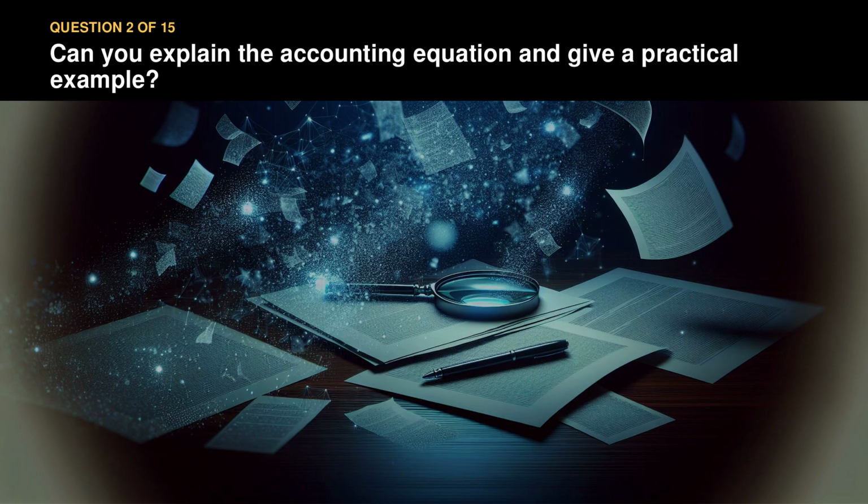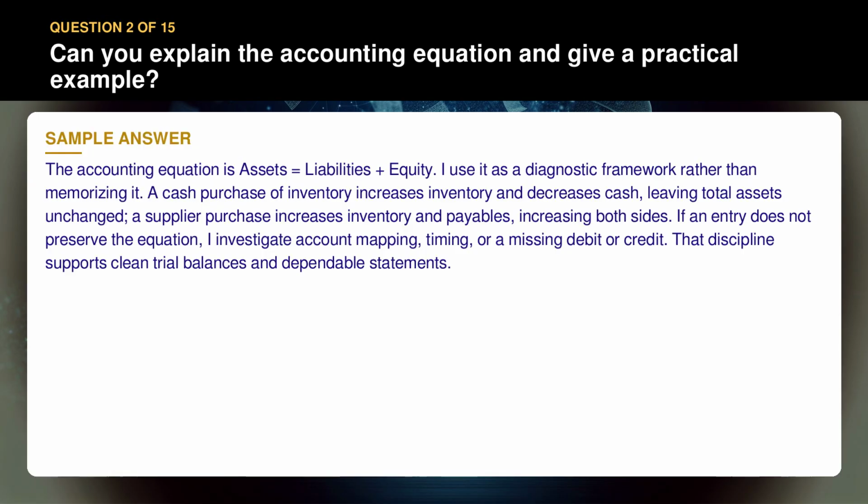Question 2. Can you explain the accounting equation and give a practical example? The accounting equation is assets equals liabilities plus equity. I use it as a diagnostic framework rather than memorizing it. A cash purchase of inventory increases inventory and decreases cash, leaving total assets unchanged. A supplier purchase increases inventory and payables, increasing both sides.